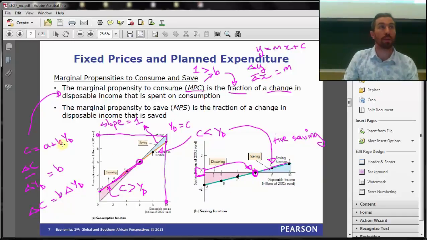The slope B is given by the change in C divided by the change in disposable income. In other words, a standard slope formula.